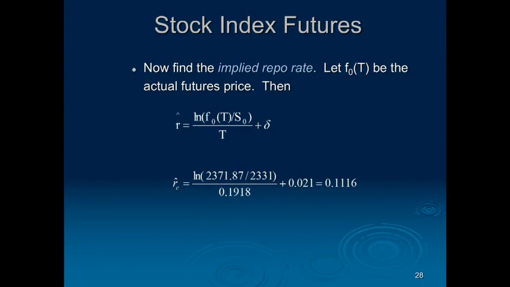So this leads us to working out something called the implied repo rate. The implied repo rate tells me, is it worth me undertaking this arbitrage, or should I do something else with my money? To work it out, the implied repo rate is equal to the natural log of the current futures price divided by the current spot price, and all that divided by time to maturity plus the convenience yield. In my example, I get a value of 0.1116.